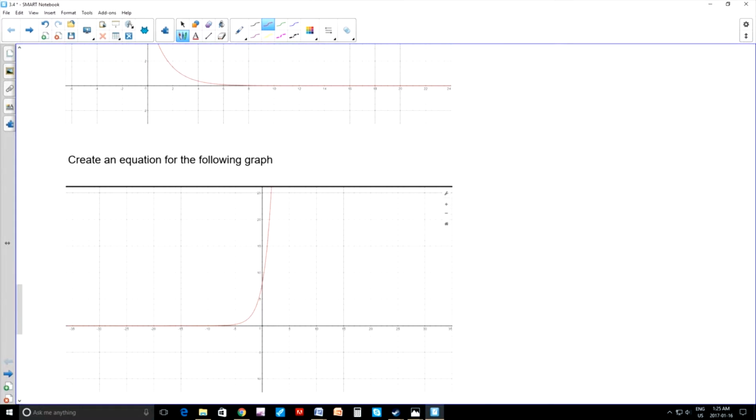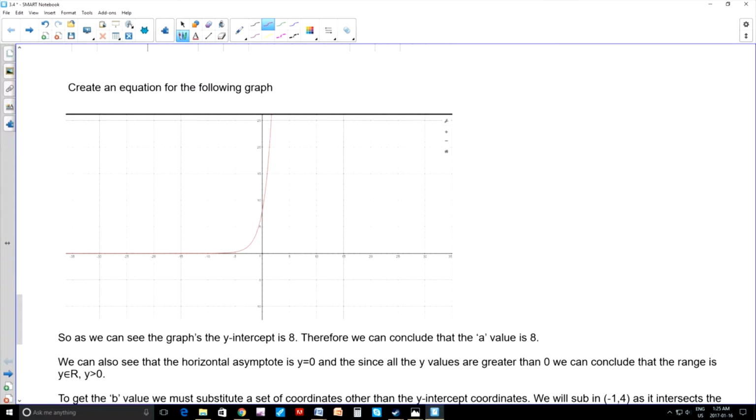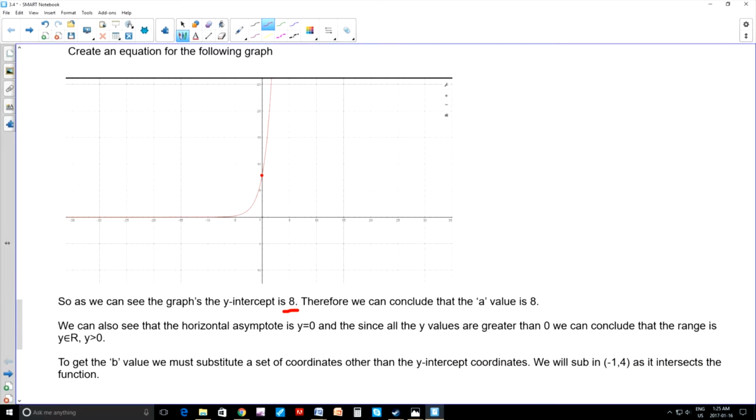Moving on, create an equation for the following graph. So first things first, let's look for a. We can see that the y-intercept is 8. So 5, 6, 7, 8, right over here. So we can conclude that the a value is 8. Next, we see the horizontal asymptote is y equals 0. And since all the y values are greater than 0, because look, there's not a single y value under 0, we can conclude that the range is y in R and y has to be greater than 0.